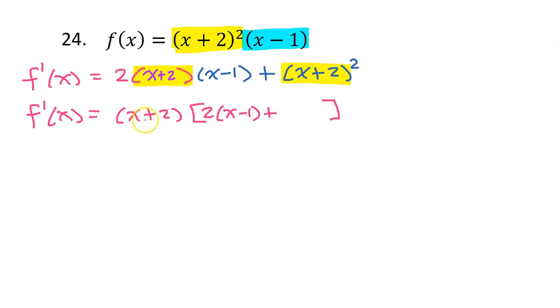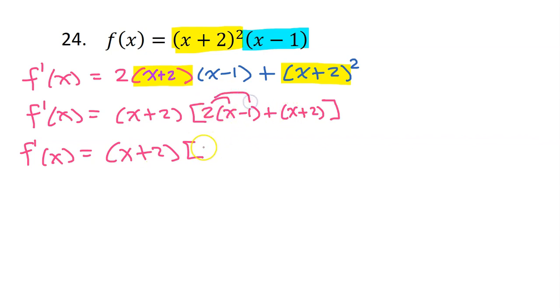Now, we've taken away one factor of x plus 2, but there were two of them, so there's still a factor of x plus 2 left behind. So now we have f prime equals x plus 2 times, and let's simplify this. So distributing the 2, we have 2x minus 2, and then x plus 2.